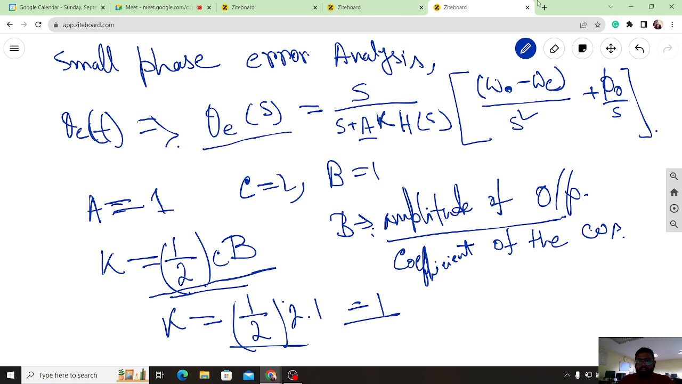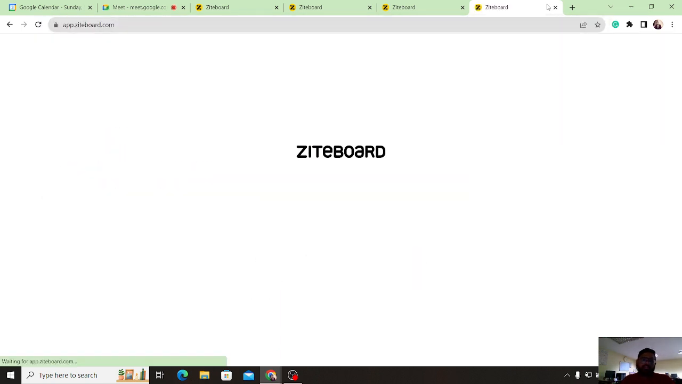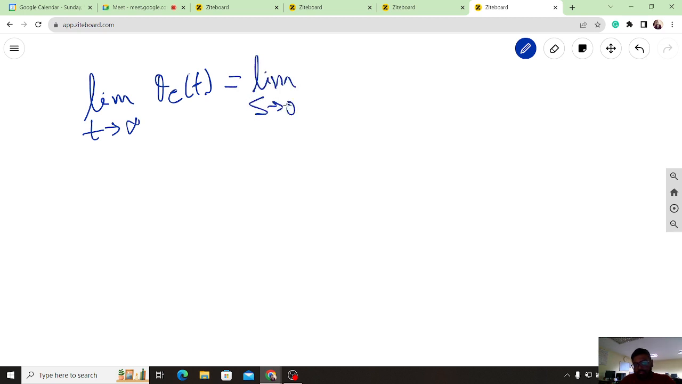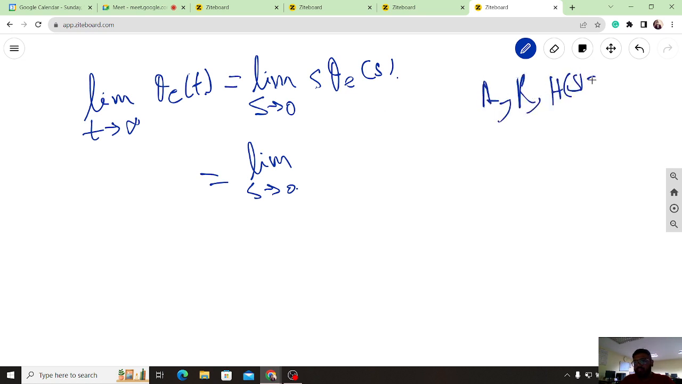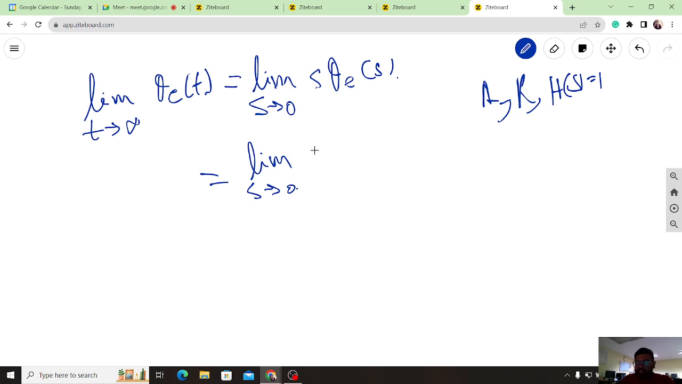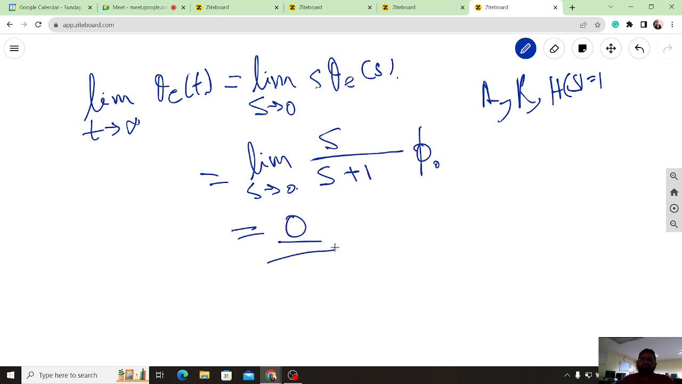So you can write the limit of t tends to infinity of theta e of t, the steady state error, as the limit of s tends to 0 of s times theta e of s. It's easier to just put in the values of A, B, K, and h of s equal to 1, as given in the question. This simplifies to s over s plus 1 into phi 0, and it is equal to 0. So this is the answer.